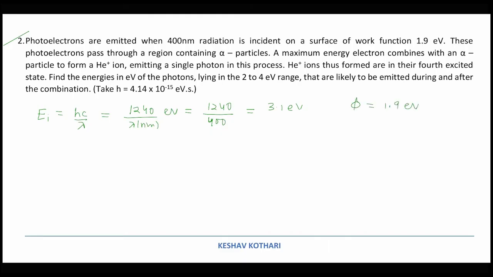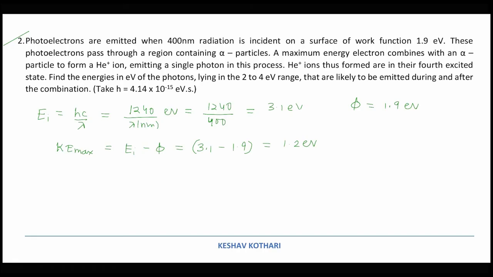which has a work function of 1.9 electron volt. So I can calculate the maximum kinetic energy of the emitted photoelectron, which is equal to incident energy minus work function, that is 3.1 electron volt minus 1.9 electron volt, and the value we obtain is 1.2 electron volt. So this is the maximum energy of the emitted photoelectrons.